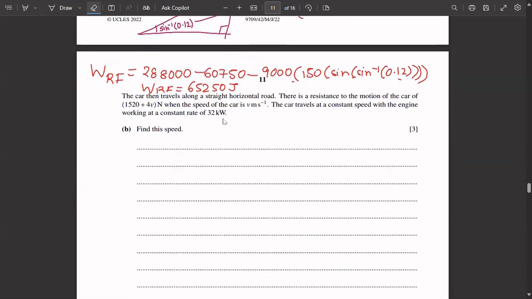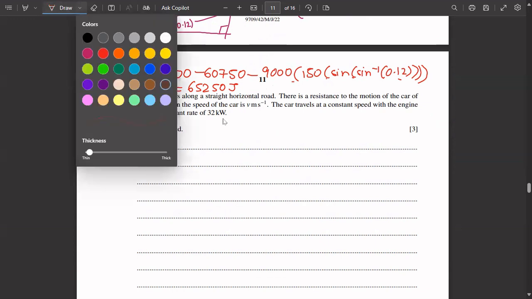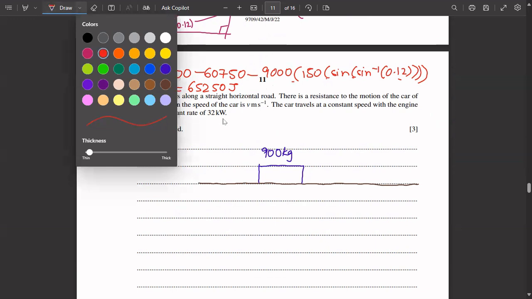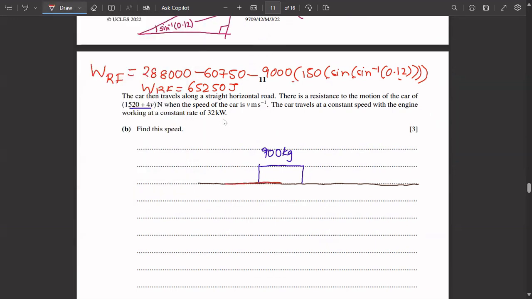The car then travels along a straight horizontal road. Let's start making the diagram. This is a straight horizontal road. This is a car of mass 900 kg. The resistance to the motion of the car is 1520 plus 4V. So resistance, we'll write it in red, that is 1520 plus 4V, when the speed of the car is V.